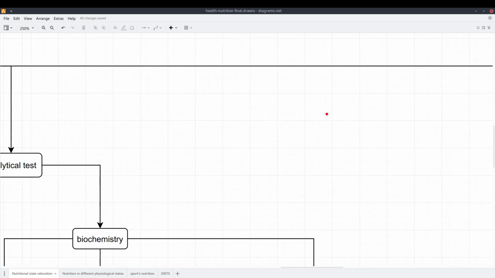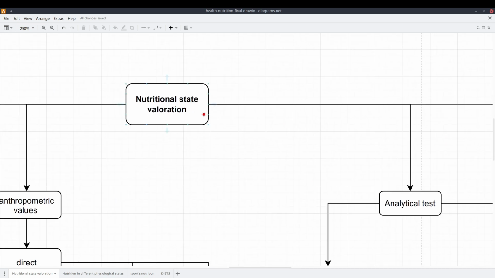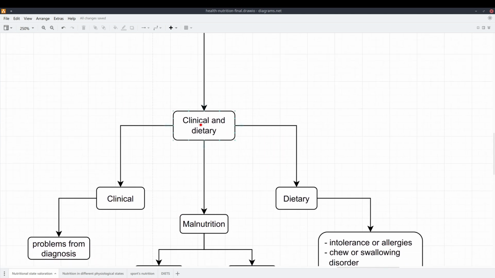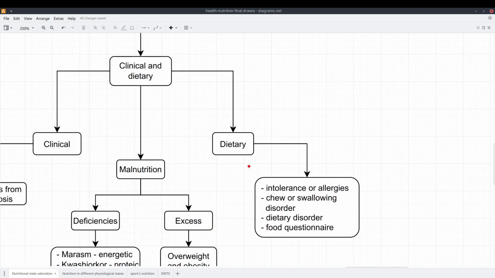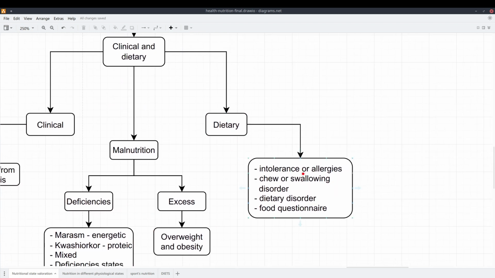And then the last way to determine the nutritional state of an individual is the clinical and dietary ways. Clinical is basically that we find a problem from a diagnosis. So, for example, someone has a problem, goes to the doctor, gets diagnosed, and we find the problem. Whereas dietary is more like we find an intolerance or an allergy, there is a disorder in chewing or swallowing, dietary disorders, and also when doing food questionnaires, maybe there are some answers that are not normal.